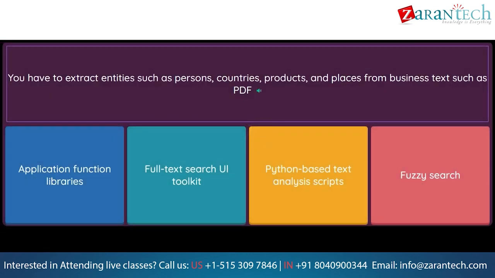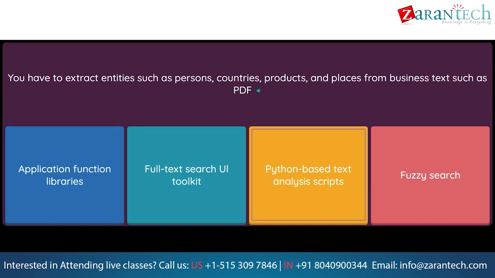Question: you have to extract entities such as persons, countries, products, and places from business texts such as PDF. Option 1, application function libraries. Option 2, full text search toolkit. Option 3, Python-based text analysis scripts. Option 4, fuzzy search.